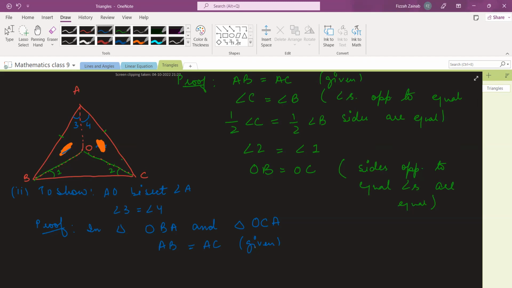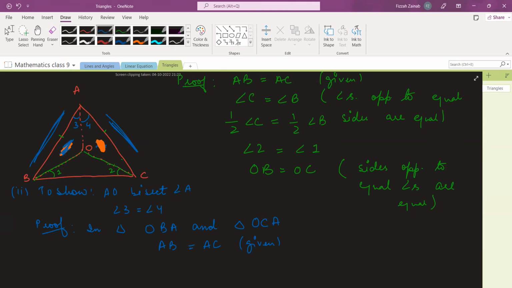Okay, what else? Is there any common side here? Jaslyn, is there any side which is common? AB is not a common side. AB is this side. How can it be common? AC is this side. Is it a common side? Common means which is part of both the triangles. BC is even like out of the picture.